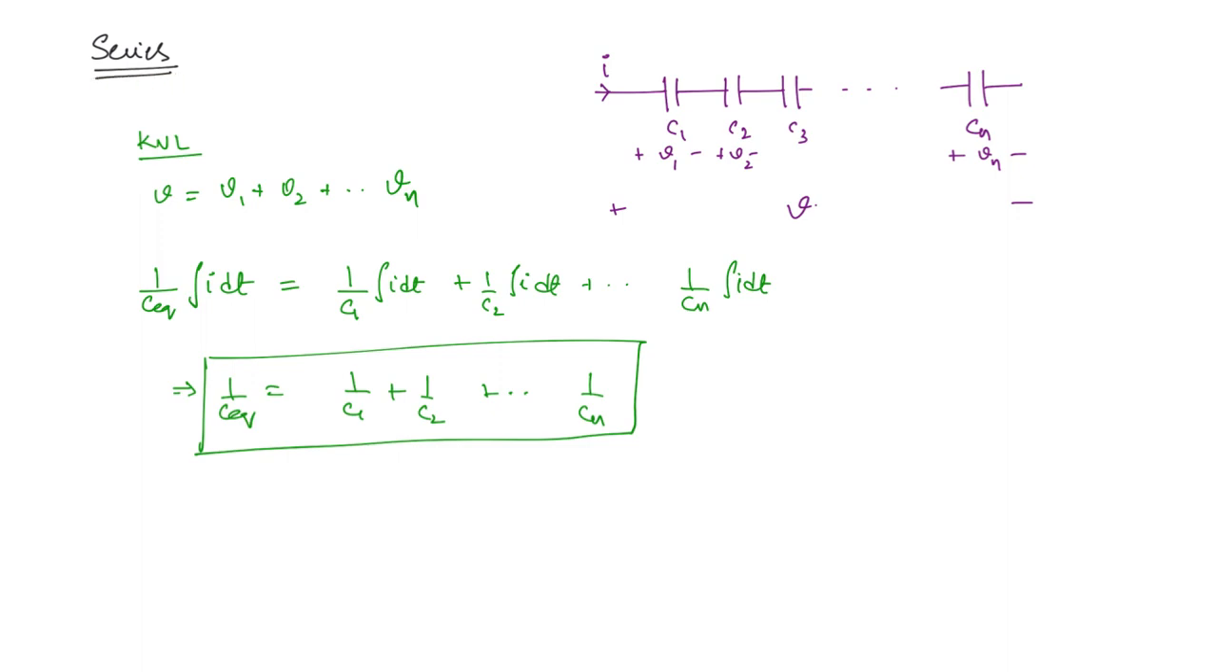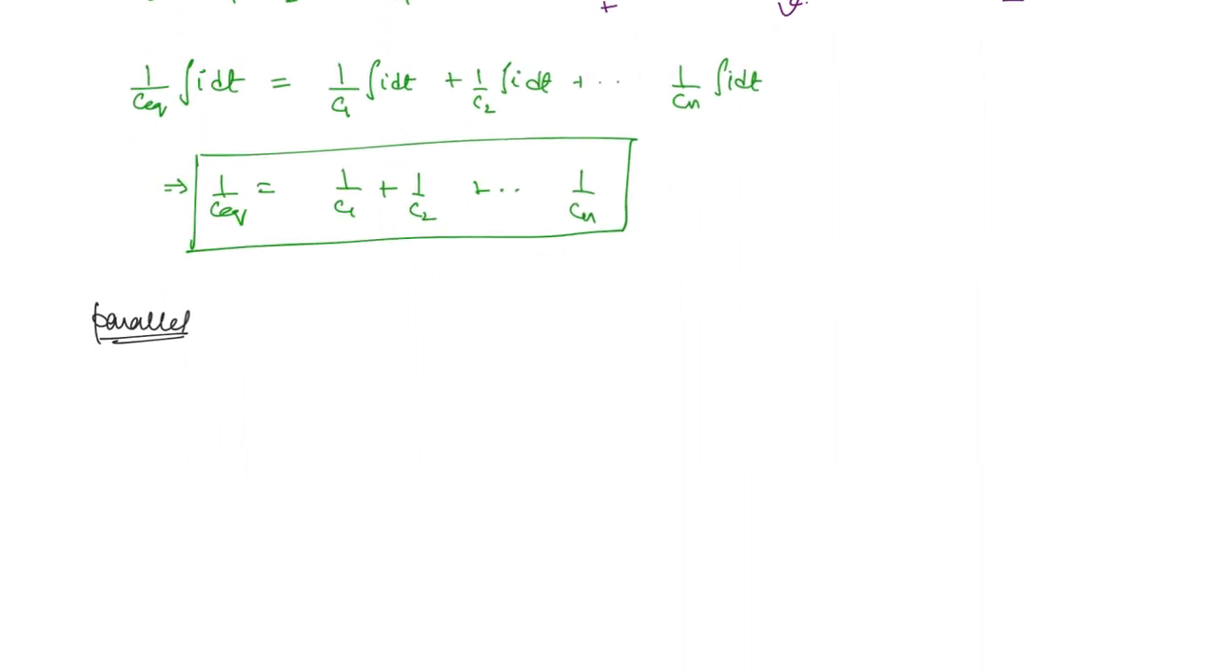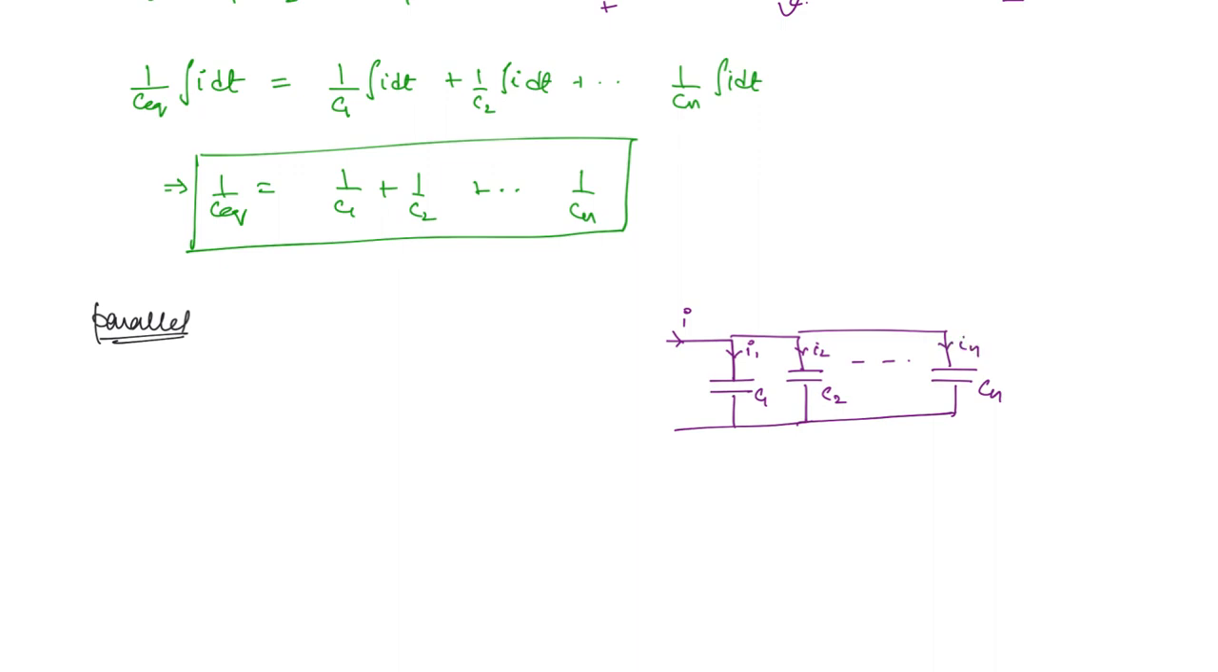Then what about the parallel combination? In parallel combination, what will be the same? The voltage across each of the capacitors will be the same, right? So this is how the parallel combination is going to be. Each of the capacitors is C1, C2 and so on till Cn. Now the individual currents you can take as I1, I2 and so on till In. Here you have to apply KCL. So if you apply KCL, then I is equal to I1 plus I2 plus so on till In.